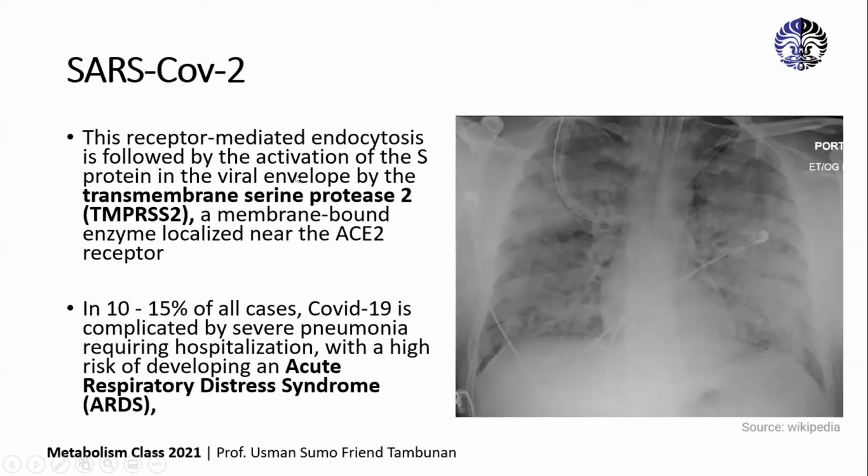This receptor, ACE2 mediated, is followed by the activation of the S protein in the viral envelope by transmembrane serine protease, a membrane-bound enzyme localized near the ACE2 receptor. In 10 to 15 percent of all cases, COVID-19 is complicated by severe pneumonia requiring hospitalization, with a high risk of developing acute respiratory distress syndrome, or ARDS.